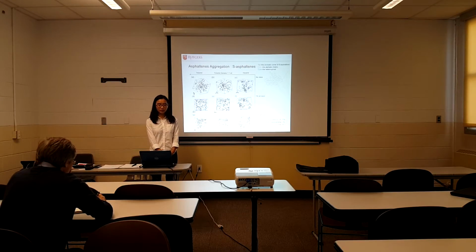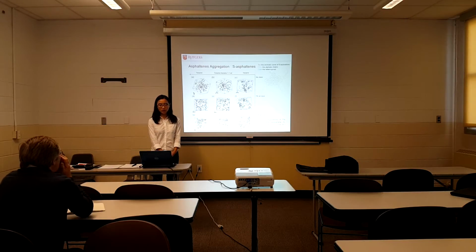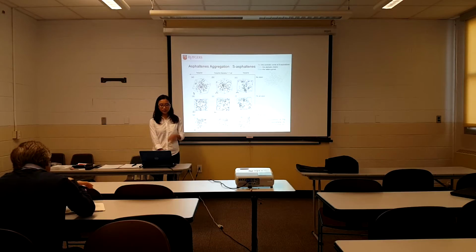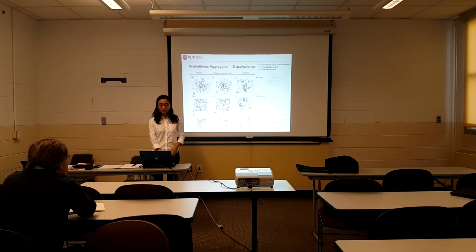So now we study the asphaltene aggregation pattern. We first start with the small asphaltenes, and the simulation is started with 5% of small asphaltenes in a box that has solvents with different toluene to hexane ratios and different proportions of resins. So the final configurations are displayed here.